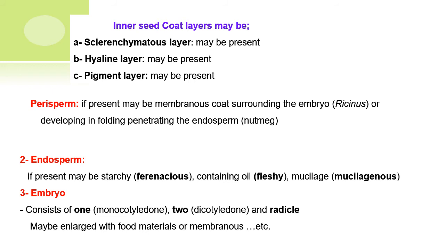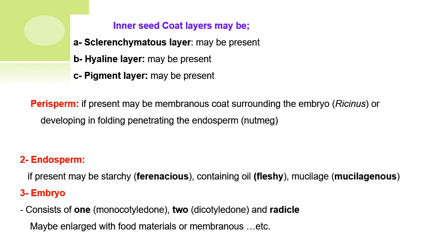The embryo consists of one cotyledon in monocot plants or two cotyledons in dicot plants, and the radicle. The cotyledons, or embryo leaves, contain the reserve food material and form the first leaf after growth of the seed. The radicle gives rise to the first root arising from the seed after growth.